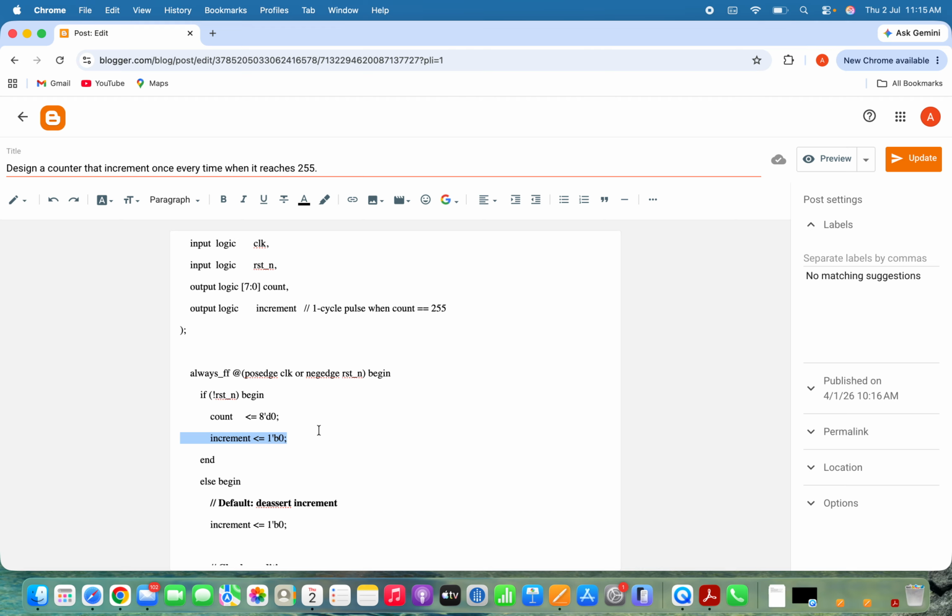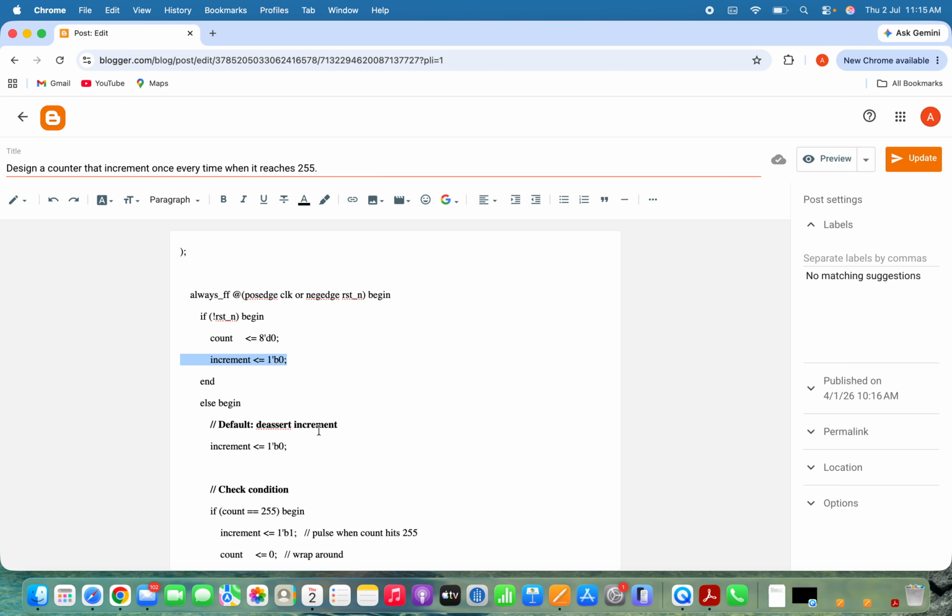Now let's see what happens during normal operation. At the beginning of every clock cycle, we assign increment to 0. This is important because we want increment to behave like a pulse instead of remaining high continuously.